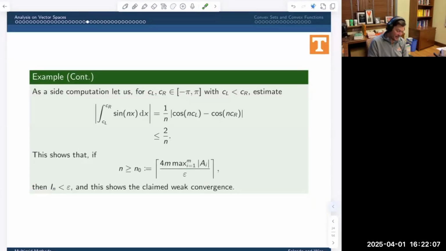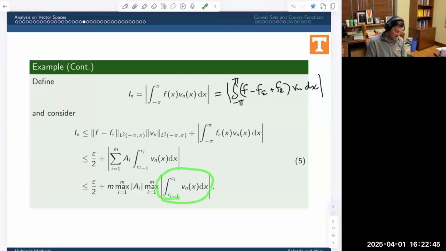All right. So for any points c_L to c_R in this interval minus pi to pi, let's calculate this integral here. Well, this just involves calculating this integral exactly using the fundamental theorem of calculus. And the largest that this integral could be is equal to 2 over n for each one of these intervals. Doesn't matter what the value of c_L or c_R is. So we can replace each one of those integrals by 2 over n, 2 over n, okay?